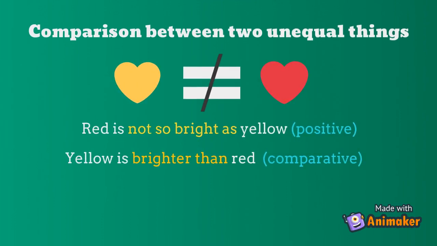As said before, we have to interchange the subject and the object of the sentence, and then change the negative sentence into an affirmative sentence. Therefore we get, yellow is brighter than red. The meaning of the sentence remains the same. In this model also we don't have superlative degree.